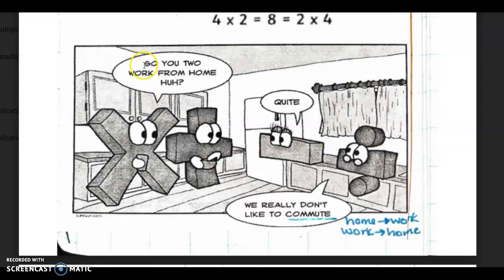So we're looking at this graphic here. For multiplication and addition, this cartoon says, "So you two work from home, huh?" And the subtraction says, "Quite." And the division says, "We really don't like to commute." So you have to remember that multiplication and addition are commutative, but you cannot commute subtraction or division.